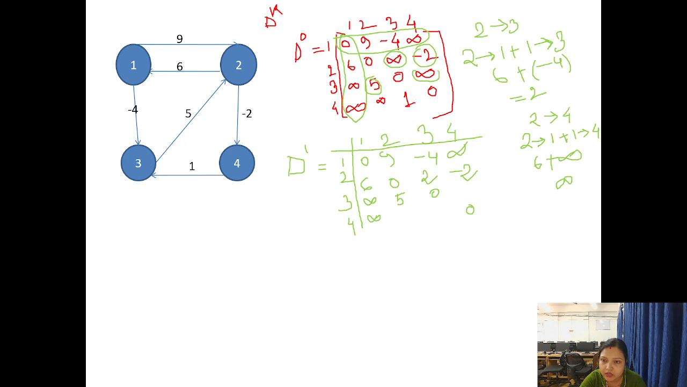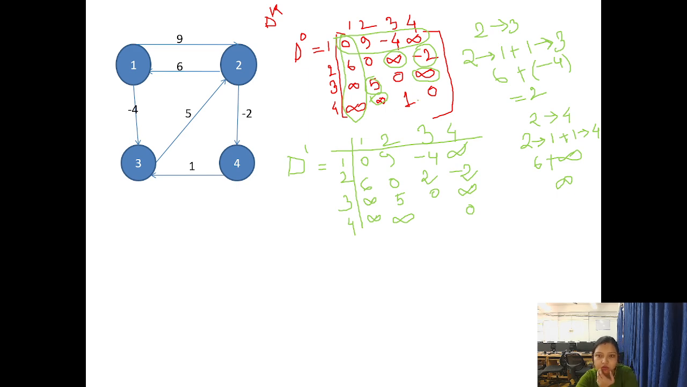Fine. Now the next one, that is 3 to 4. So if we consider the via node 1, then it will be 3 to 1 and 1 to 4. So 3 to 1 is infinity and 1 to 4 is infinity. So it is also infinity. So there will be no change, right? Now the next one is 4 to 2. For 4 to 2, we can consider 4 to 1, that is infinity, and 1 to 2, that is 9, right? So infinity plus 9 is infinity, and it will not get updated.